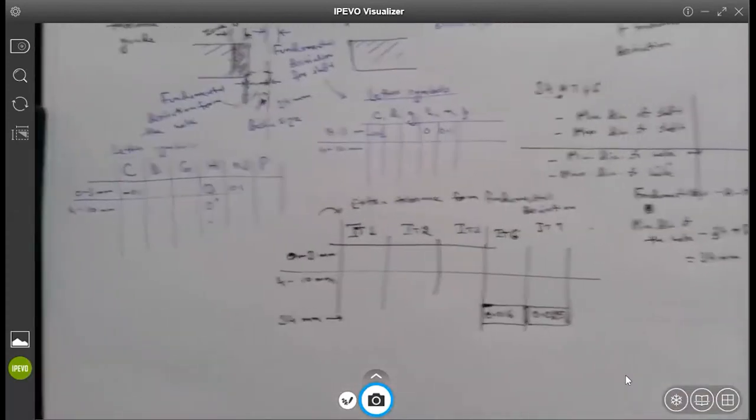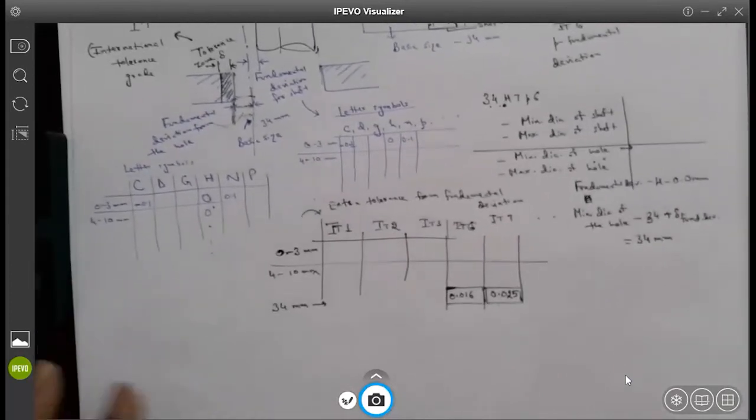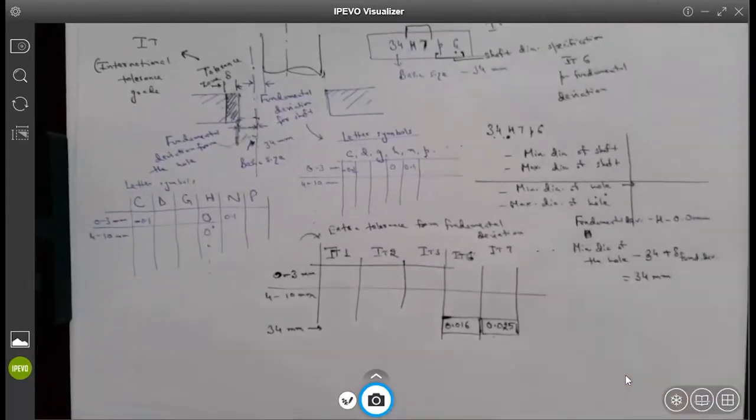That means I have 34 millimeters as the minimum diameter of the hole. Let's see if you are following it. Yeah. If there is any confusion from anybody, please let me know. I will try to explain again.